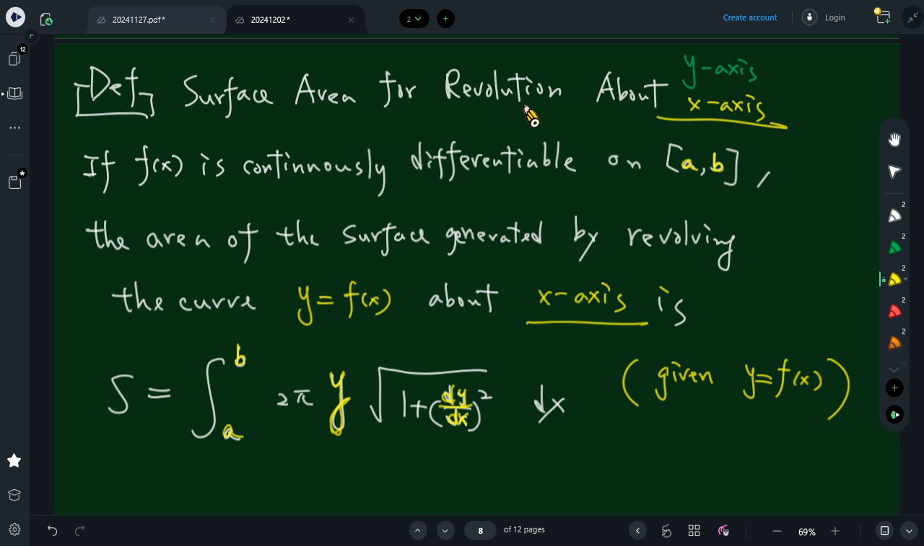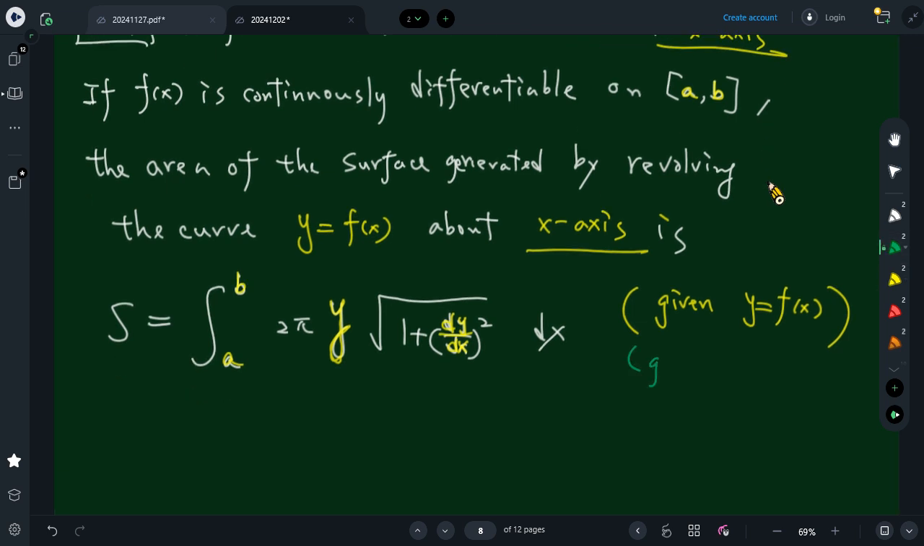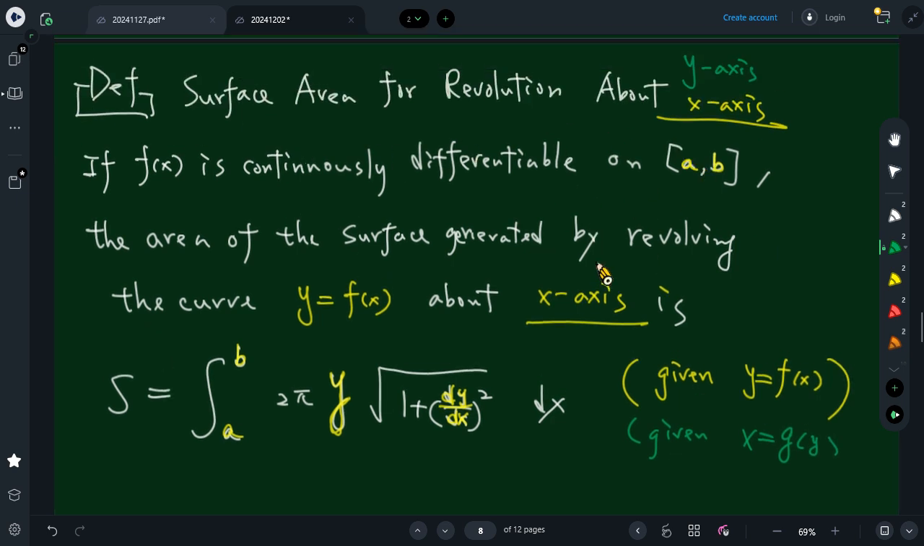But if I ask you to get the surface area of a revolution about the y-axis, that means I will give you x equals g of y. The whole formula is almost the same, but the only difference is here: maybe here will be c to d. Then I will give you x equals g of y, but the axis of revolution is the y-axis.